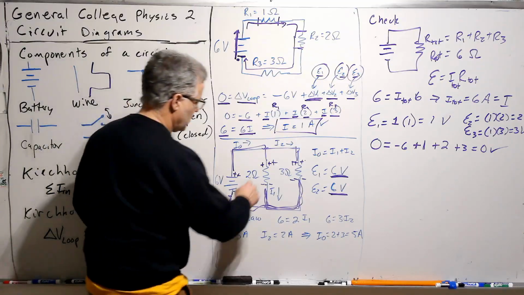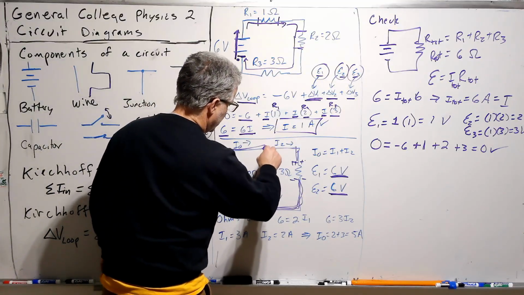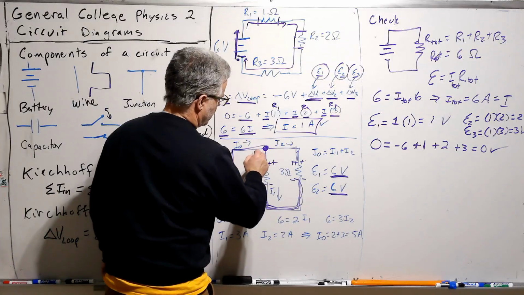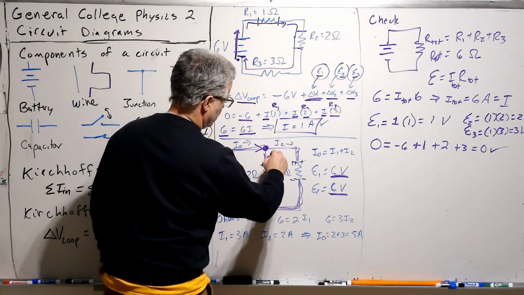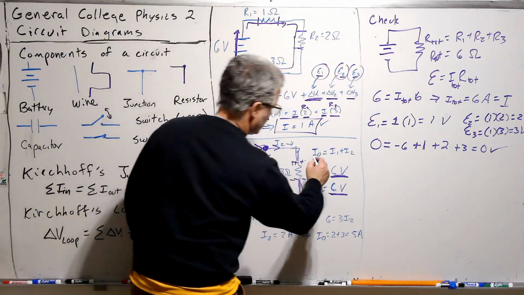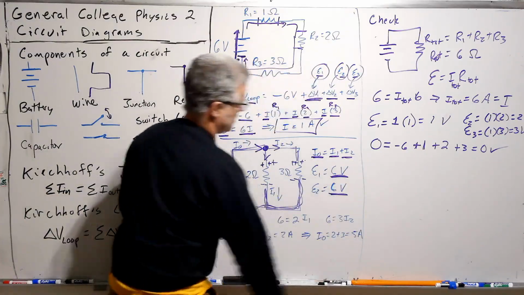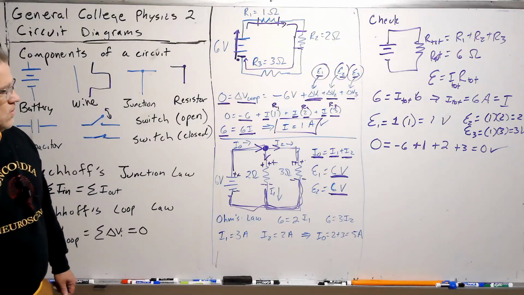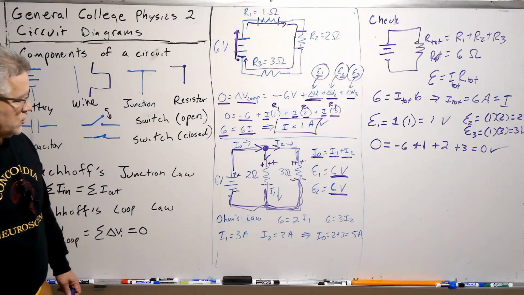Now let's look at the junction. The junction's right here. So we have 1 current going in and 2 coming out. And so by the junction law, we get I0 equals I1 plus I2.